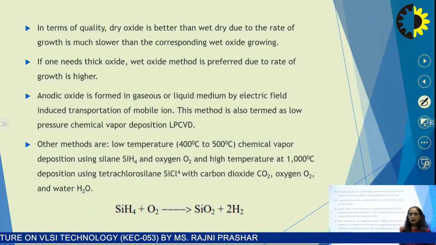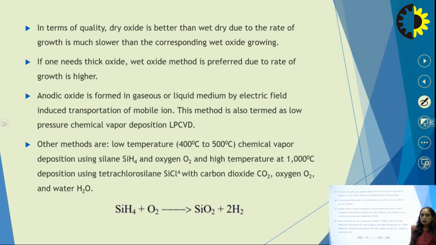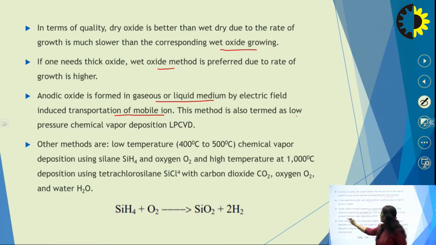In terms of quality, dry oxidation is much better than wet oxidation, because in dry oxidation the growth process is much slower compared to wet oxidation growth. If you need a thick oxide layer, the wet oxidation method is preferred because of the high growth rate. Anodic oxide is formed in a gaseous or liquid medium by an electric field, which is used to introduce the transportation of mobile ions, and another method is low pressure chemical vapor deposition, LPCVD.